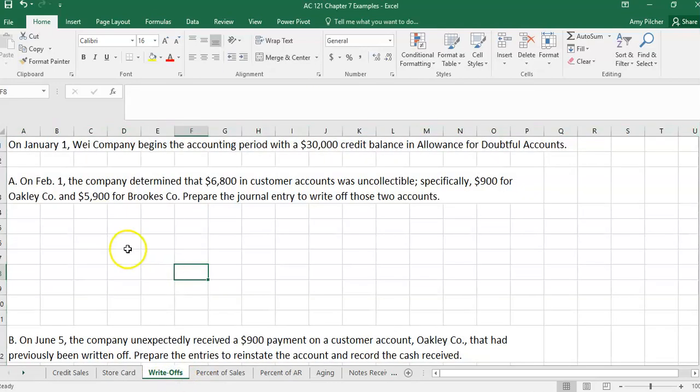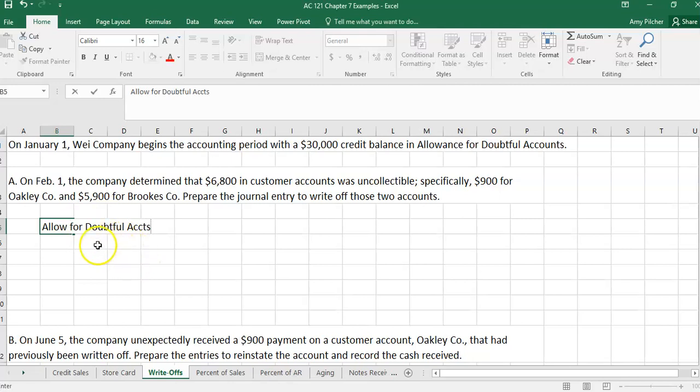The next example that we're going to look at is what happens when customers don't pay their bills and we decide to write off their accounts as uncollectible. When we do that, we record them to the allowance for doubtful accounts and we remove their accounts receivable amounts from the books. So we would have a debit to allowance for doubtful accounts and we would credit the accounts receivable of each customer.